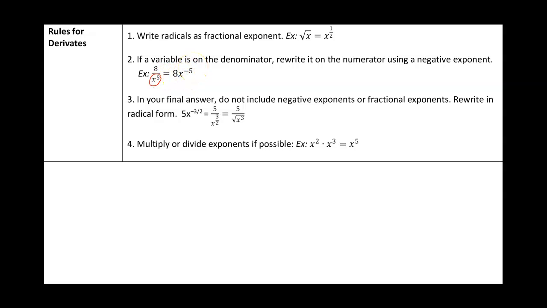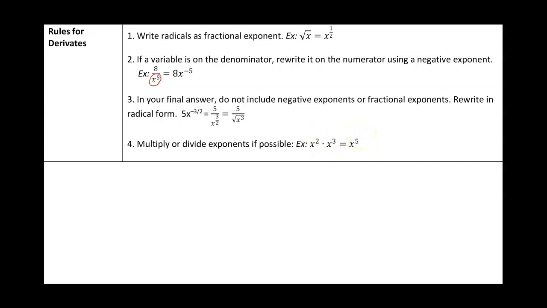In your final answer, do not include negative exponents or fractional or rational exponents. Rewrite these in radical form. So we have x to the negative 3/2. Notice it's a negative exponent, so it goes to the denominator. And we have to write this in radical form. So the denominator is going to be the root. Now for square roots, we don't have to write the 2. And the numerator is the exponent, so it becomes the square root of x cubed. And then multiply or combine exponents if possible. So if you have x squared times x to the third, just make sure you multiply them.